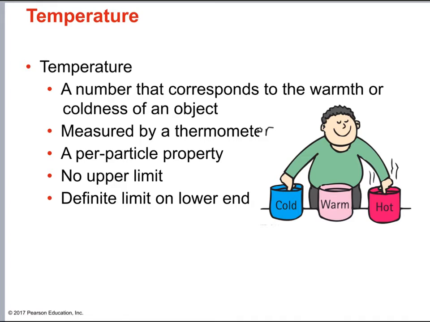But one of the things that's interesting is that temperature has no upper limit, but there is a definite limit on the lower end. We're going to see that there's a temperature called absolute zero, and it's impossible to get colder than absolute zero. However, there's no upper limit on temperature. You could have 1,000,000 degrees and then 1,000,001 degrees and 1,000,002 degrees, or 10,000,000 degrees or 100,000,000 degrees. There's no limit to how hot something can be, but there is a limit to how cold something can be. Now, this business of a per particle property is going to come into play when we see what the actual definition of temperature is.